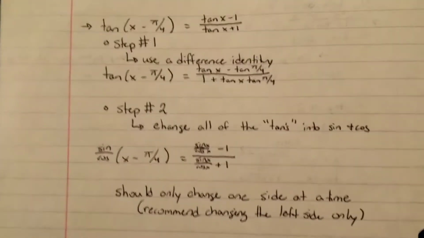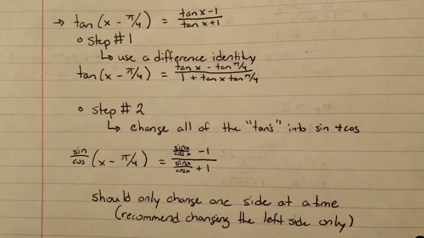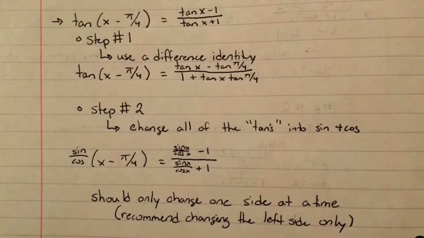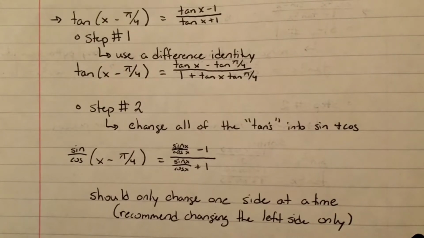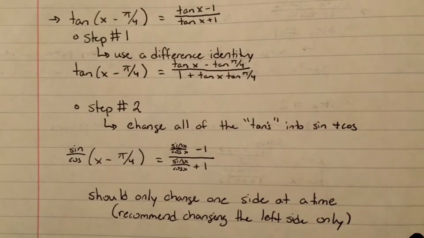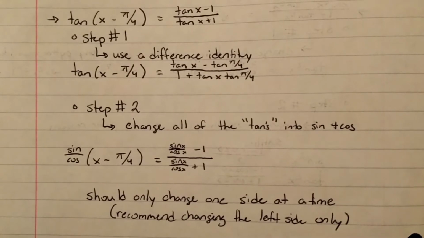So for the final identity, this would involve using a difference identity. So tan of x minus pi over 4 would be changed into tan x minus tan pi over 4, all over 1 plus tan x tan pi over 4. This would only involve changing the left side of the equation and not touching the right side of the equation.